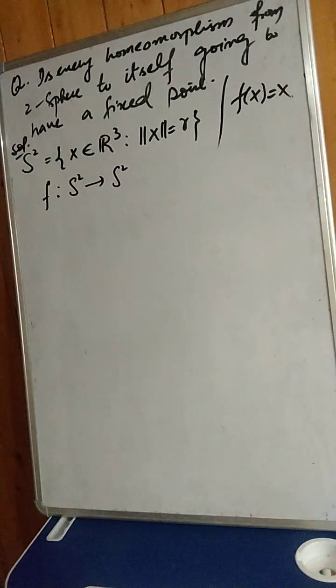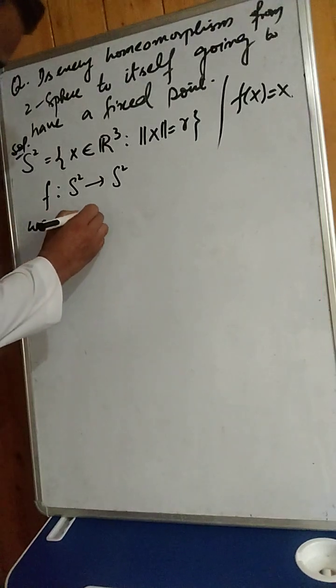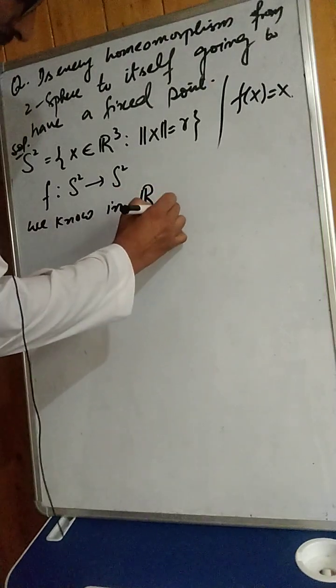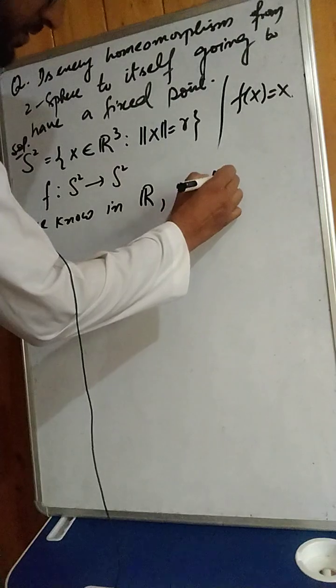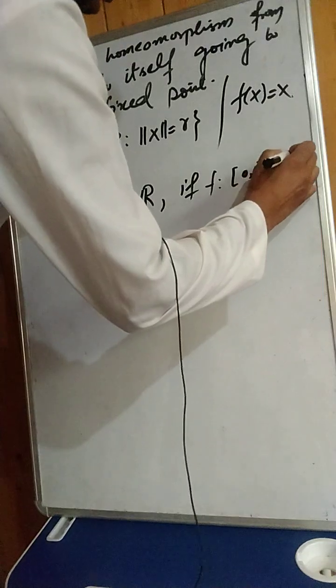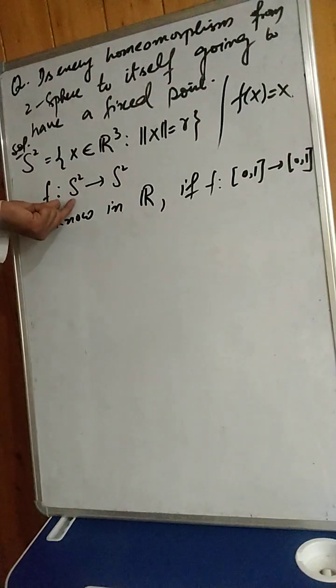We know that in the usual metric space R, if f is a continuous map from [0,1] to [0,1], then it always has a fixed point. We know that. What about this? Is this homeomorphism going to attain a fixed point? Is every homeomorphism from S2 to S2 going to attain a fixed point?